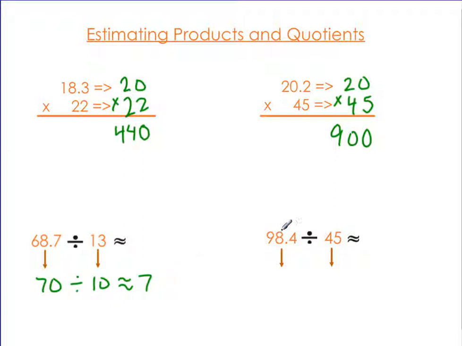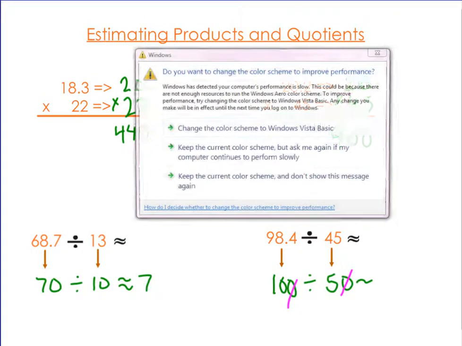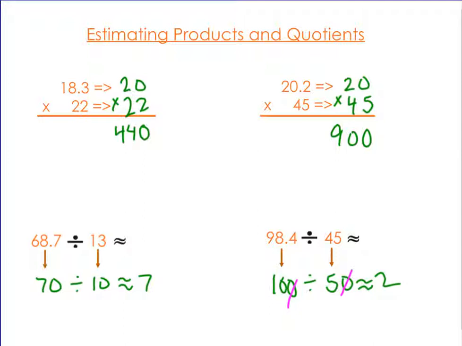98.4, since 98 is so close to 100, I'm going to round it to 100. And I know 45 rounds to 50, so that would be easy. Now remember, you can use the cross out zero strategy for dividing zeros. So I took off a 0 from the divisor, and that meant I had to take a 0 off the dividend. So what's left is 10 divided by 5, which is approximately 2.